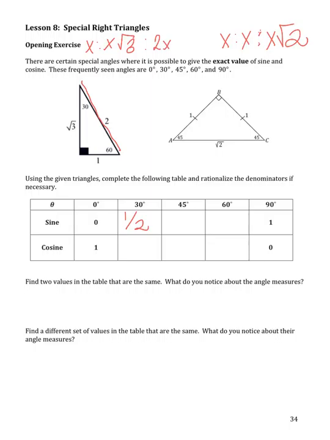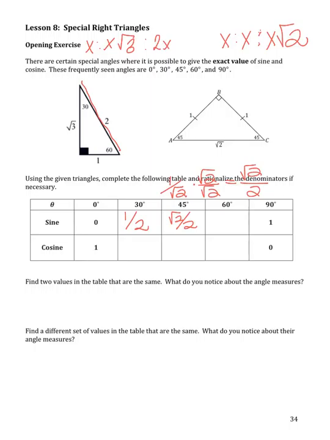For the 45 degree, the opposite is 1 over the hypotenuse of a radical 2. We can't have the radical in the denominator, so we must rationalize it. And we get a radical 2 all over 2, because the square root of 2 times the square root of 2 is the square root of 4. That's a perfect square. That simplifies to 2. So that goes in the box right here.